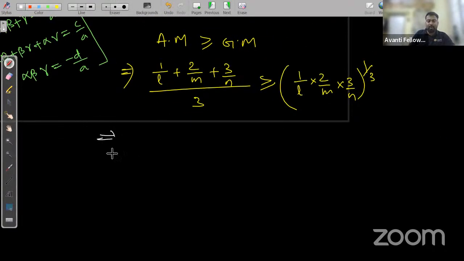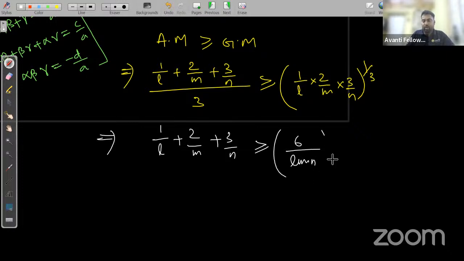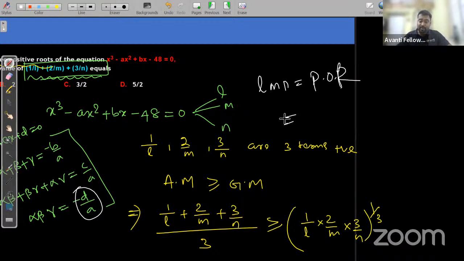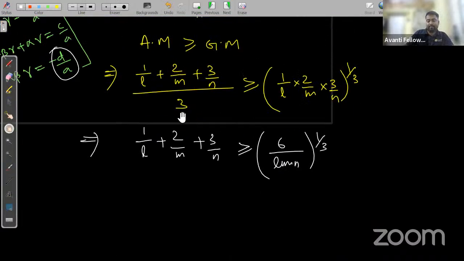If this is done, now we can say 1 by L plus 2 by M plus 3 by N is greater than or equal to, can you say this is actually 6 upon LMN whole to the power 1 by 3. And what is LMN? LMN is equal to the product of roots. In the case of a cubic equation, the product of roots is minus d by a, that is 48. So LMN is 48.